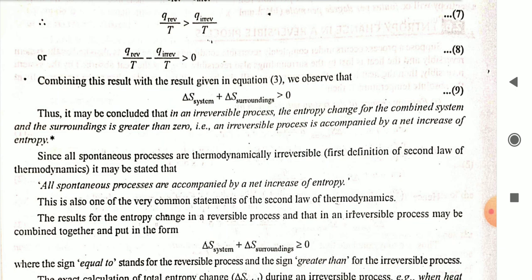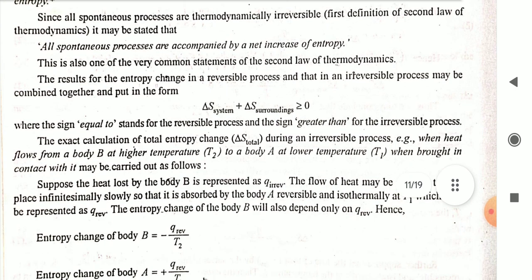The result for the entropy change in a reversible process and that in an irreversible process may be combined together and put in the form del S of system plus del S of surrounding is greater than or equal to 0, where the sign equal to stands for the reversible process and the sign greater than stands for the irreversible process.